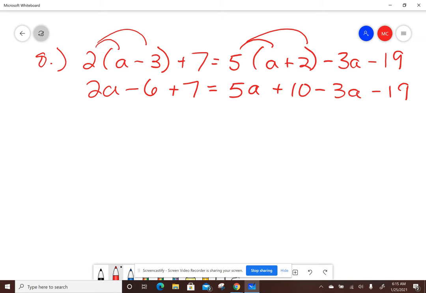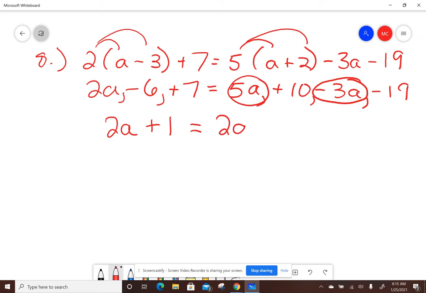Now, before I do anything else, I'm going to combine like terms. So I have a 2a, a negative 6, and a positive 7. 2a stays alone. When I combine a 7 and a negative 6, I get plus 1. On this side, I'm going to combine a 5a and a negative 3a. So that's a positive 2a. I'm going to combine a positive 10 and a negative 19. So that's going to be a negative 9.